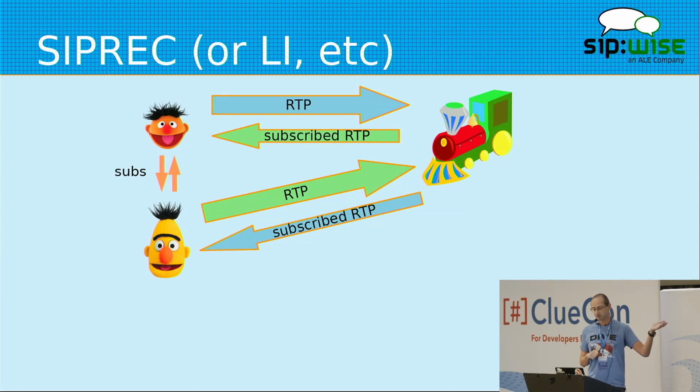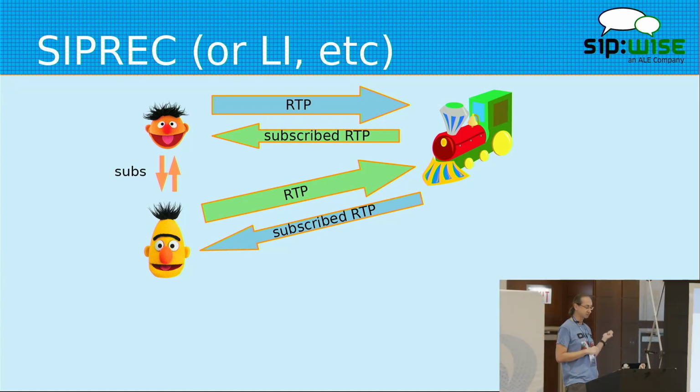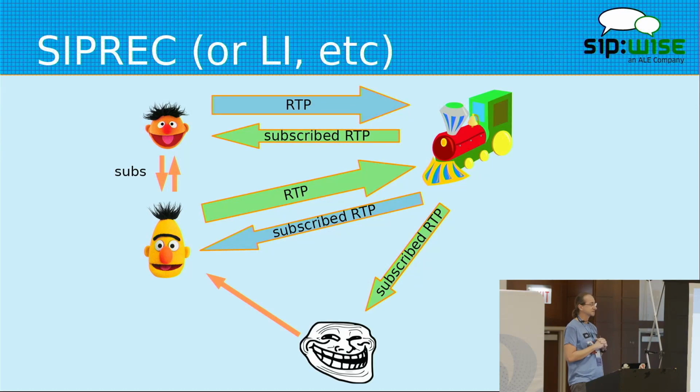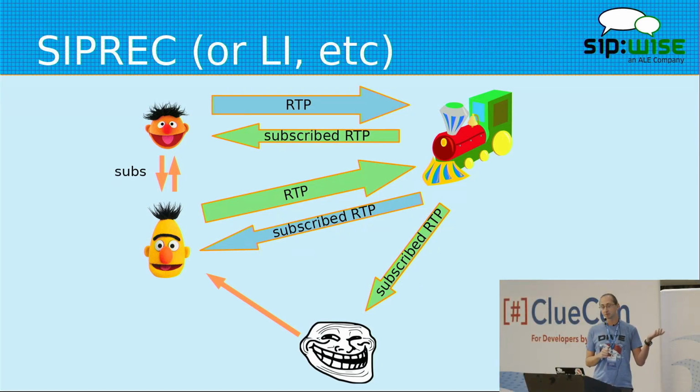This is what a regular call now looks like internally. You have A and B talking to each other. Each one is subscribed to the other one. And now this guy wants to listen in. So we'll simply add a subscription for this guy to one of the call parties, and now it's able to receive a copy of that media stream.